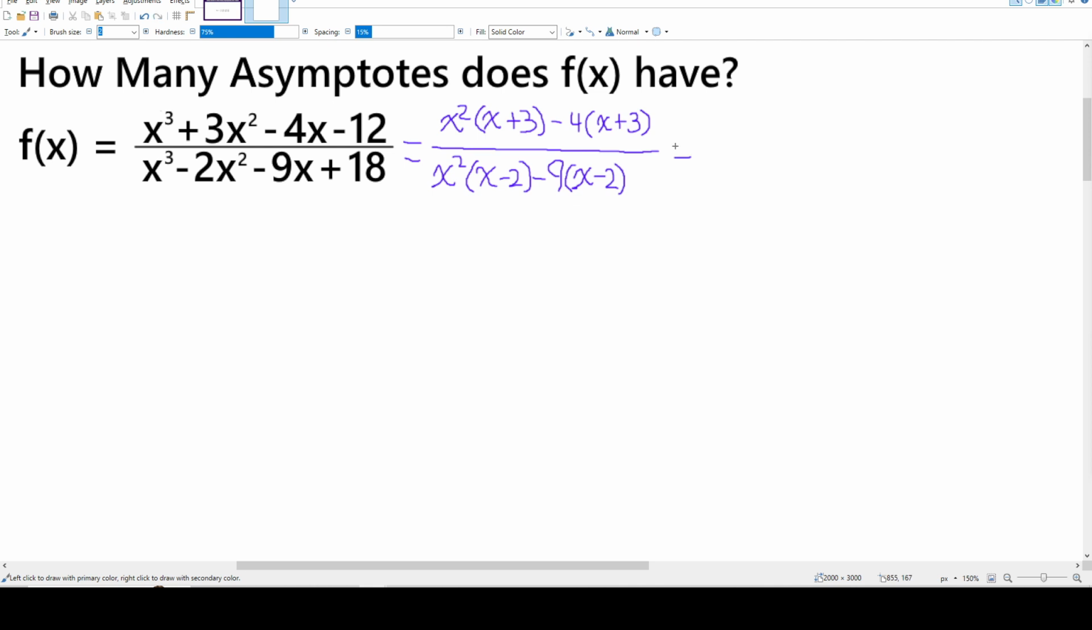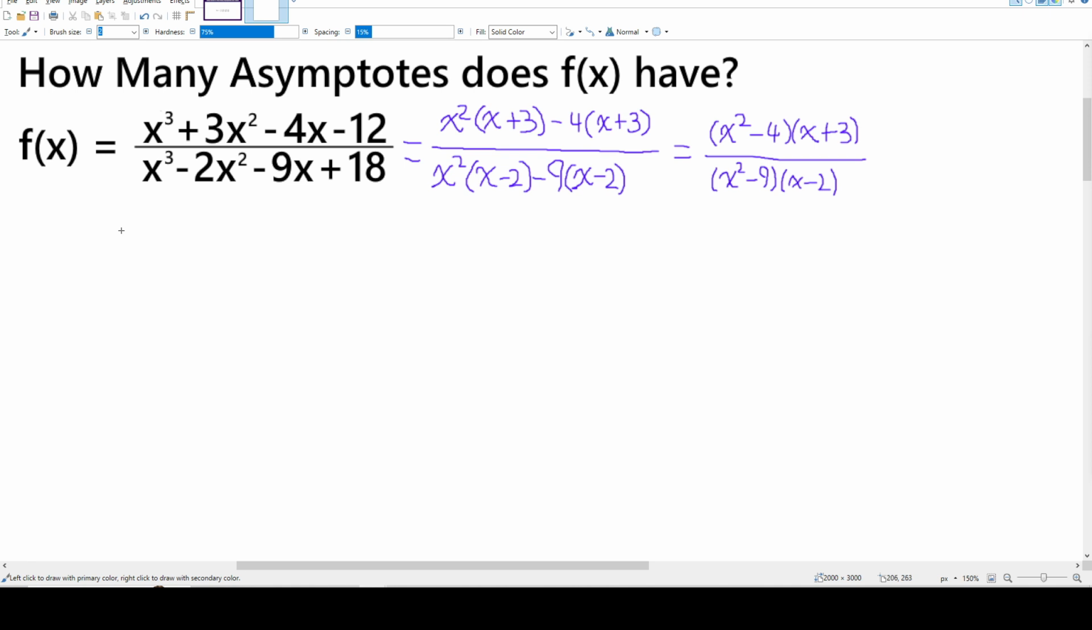So now we can rewrite the numerator as x squared minus 4 multiplied by x plus 3, and the denominator as x squared minus 9 times x minus 2. And currently we can't really see any common factors yet, but both the numerator and the denominator have a difference between squares, meaning that we can factor that further.